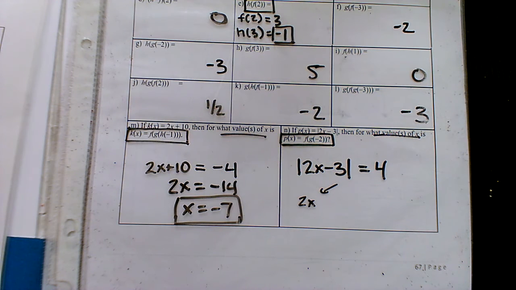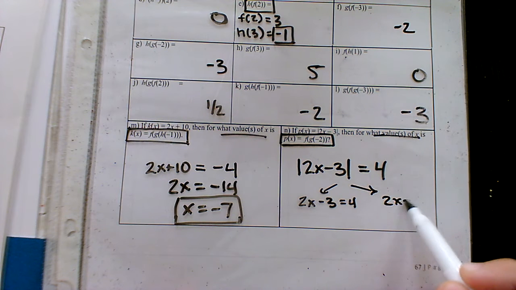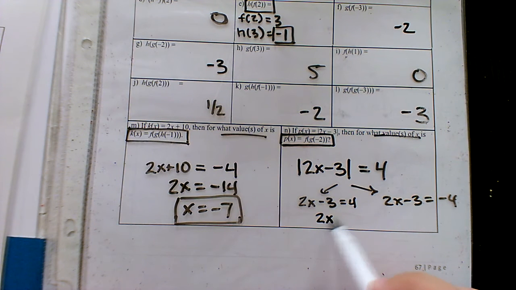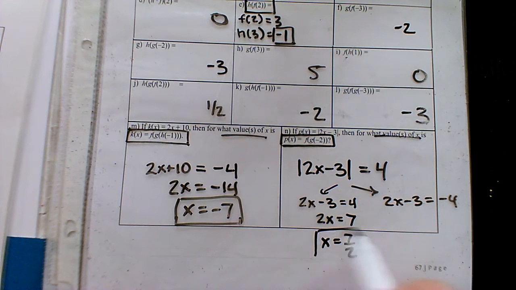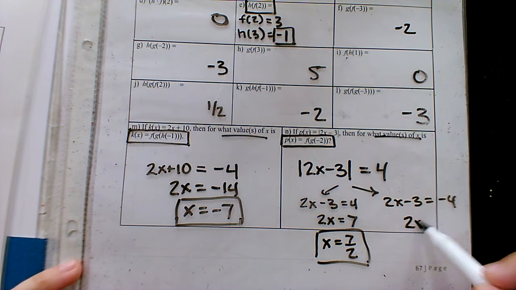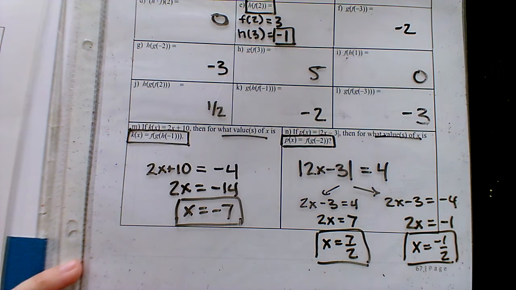Close. You have the right idea of breaking it up. Okay, this is going to be 2x minus 3, and that would equal a positive 4. And then 2x minus 3 would equal a negative 4. Okay, she had the right idea of needing two things. So solving for each one, we add the 3, divide by 2, so we'll get 7 halves. And then for the other one, if we add the 3, divide by 2, we'll get negative a half.